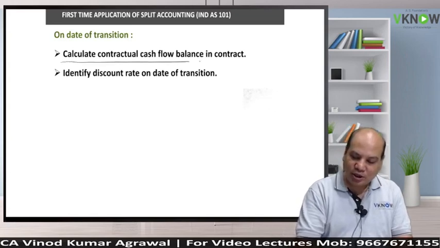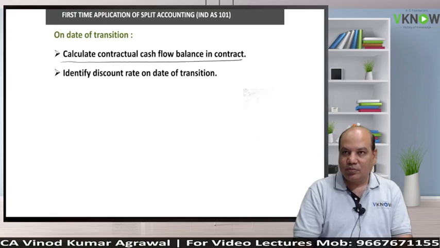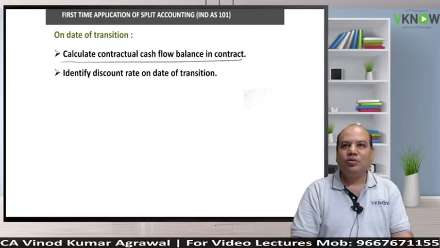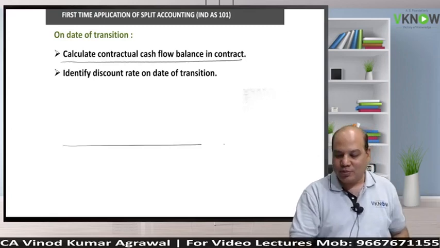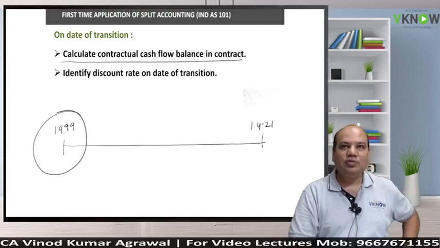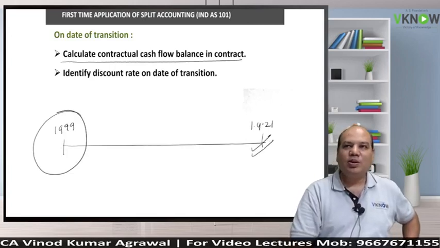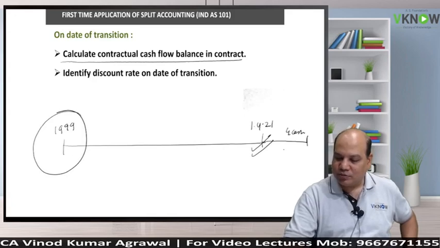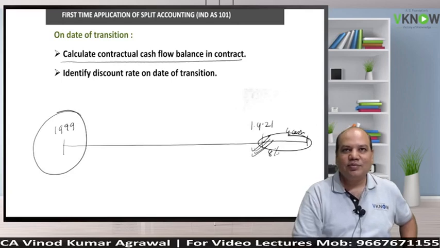So calculate contractual cash flow balance like we did in the previous column. Compute the remaining cash flow. Whatever has gone has gone. You don't have to go retrospective. If the bond was issued in 1999 and your date of transition is 1/4/21, you don't have to go back and do the same calculation. If you make companies do such kind of activity, they'll be reluctant to adopt Ind AS. So make his life simple. How many cash flows are remaining? You will say 4 cash flows are remaining. What is the discount rate here? 8%. So why can't you do this calculation? That is easy.